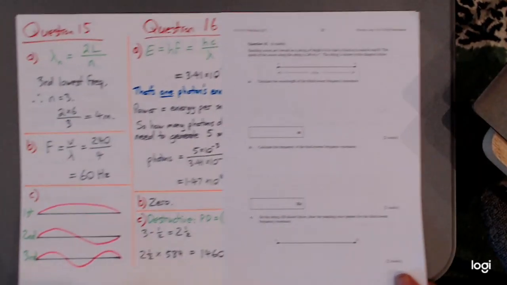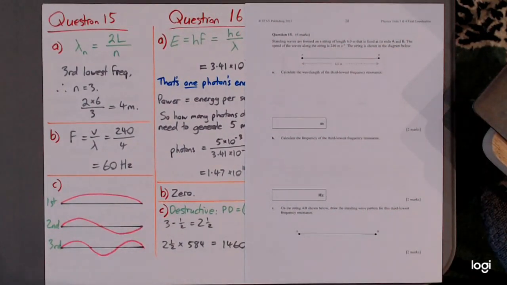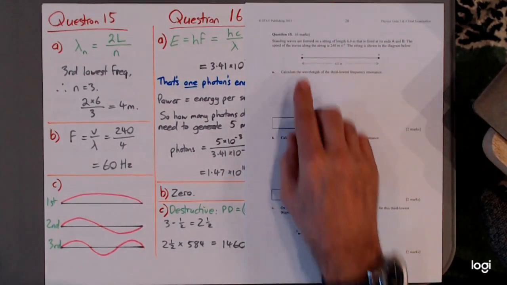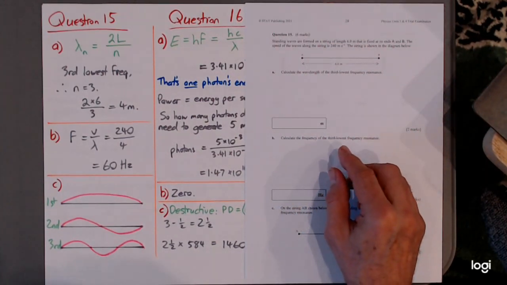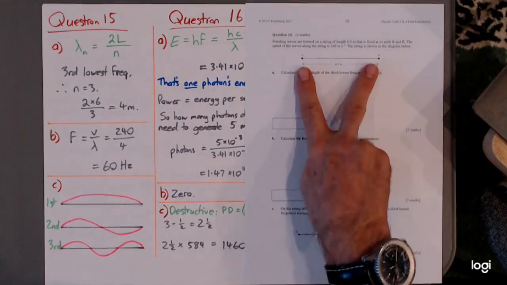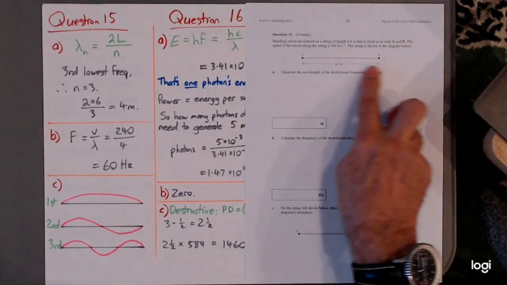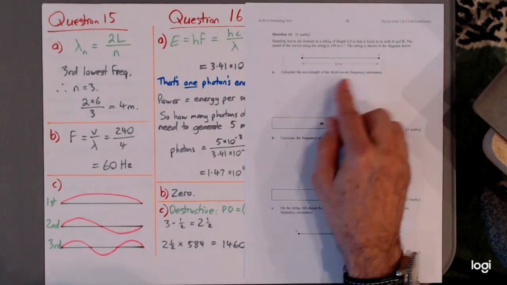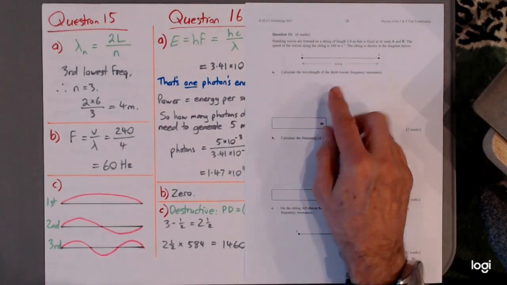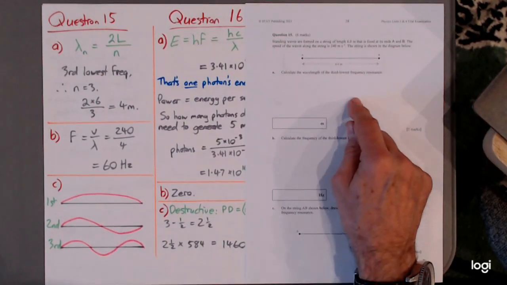Okay, question 15. Just let me center that for you again. Standing waves are formed on a string of length 6 meters that is fixed at ends A and B, right? The speed of the waves along the string, this is not the speed of sound, this is the speed of the waves along the string, is 240 meters per second. The string is shown in the diagram below. Calculate the wavelength of the third lowest frequency resonance.